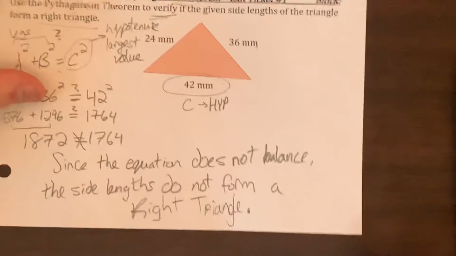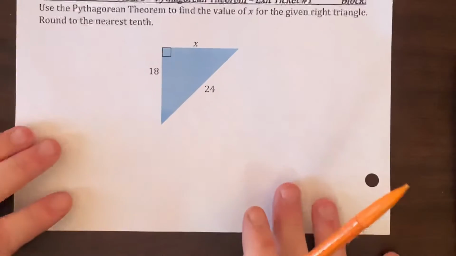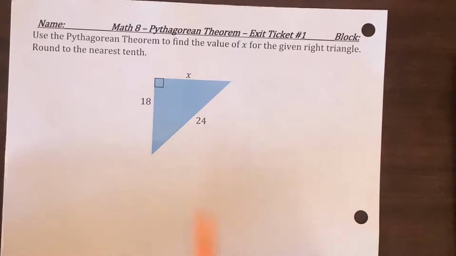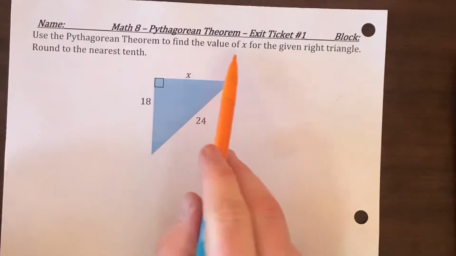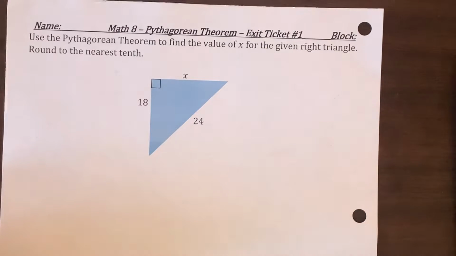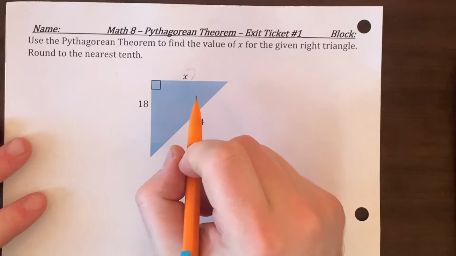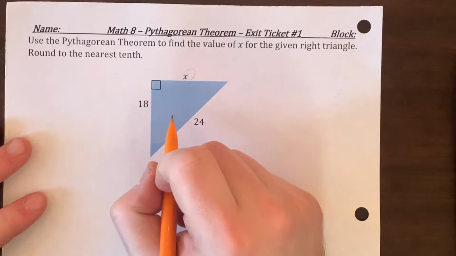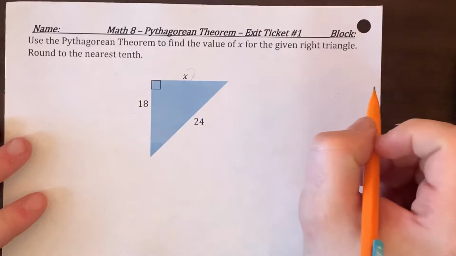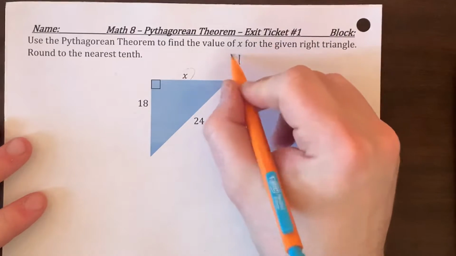On the back, however, we are looking for that side length. It reads like this: use the Pythagorean theorem to find the value of x for the given right triangle. Round to the nearest tenth. Since we have two of the values, how can we identify the hypotenuse? Make sure that's the first thing we do.